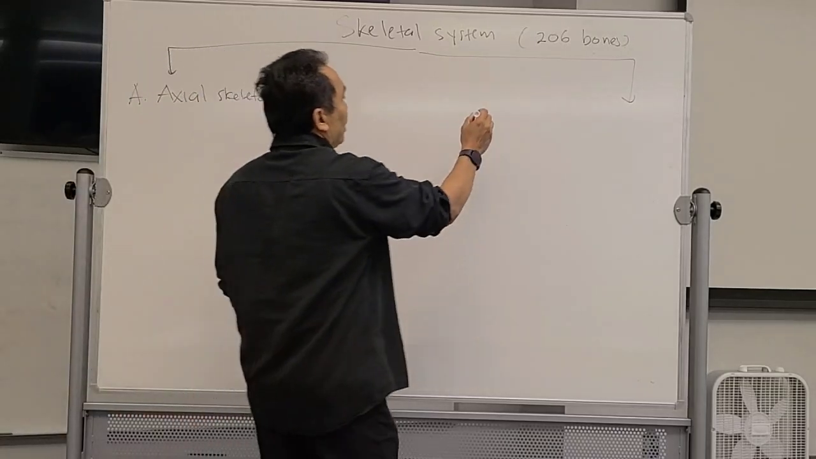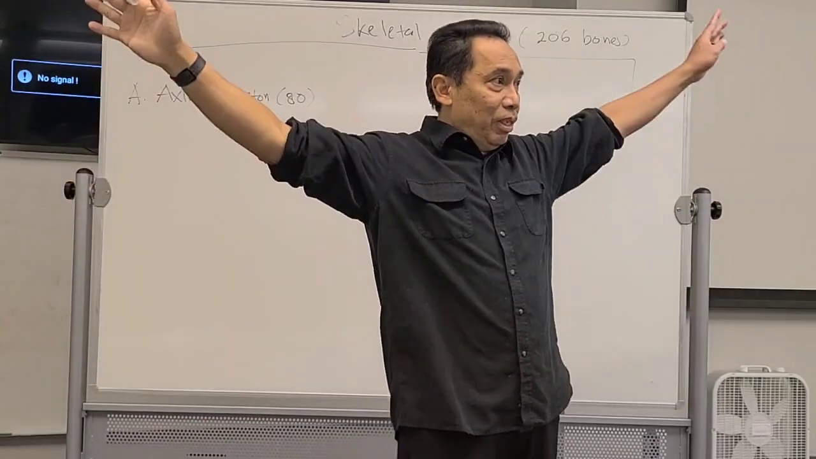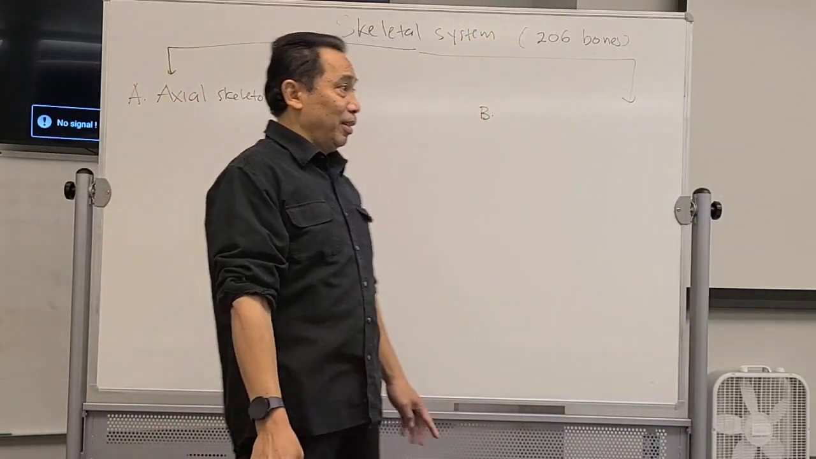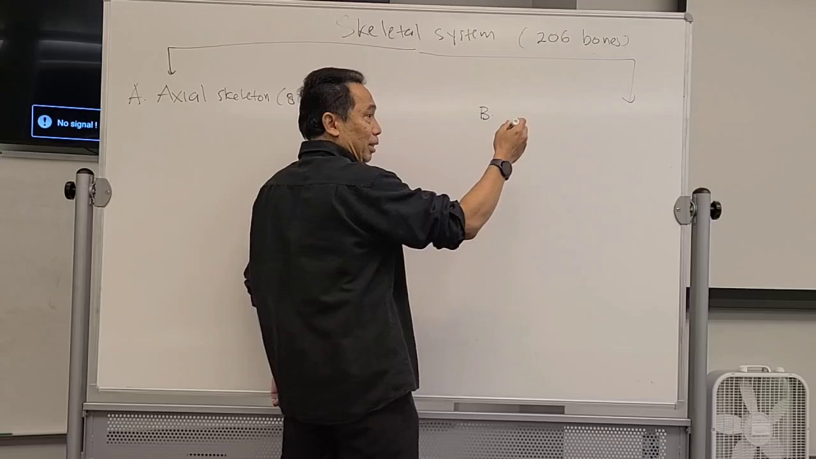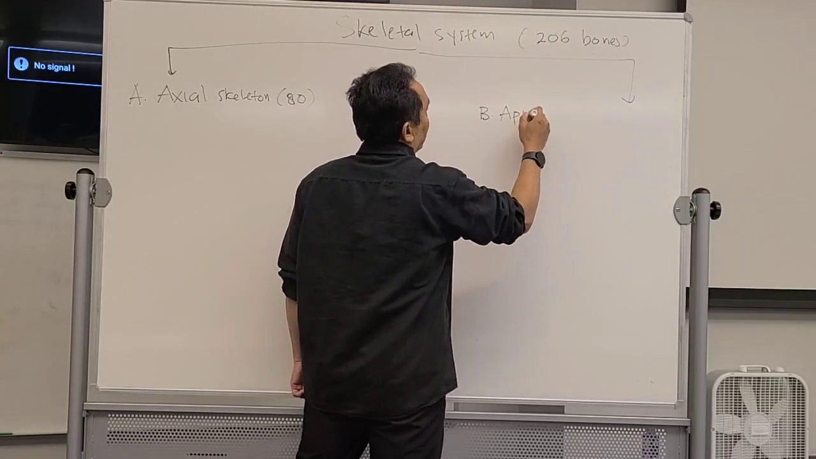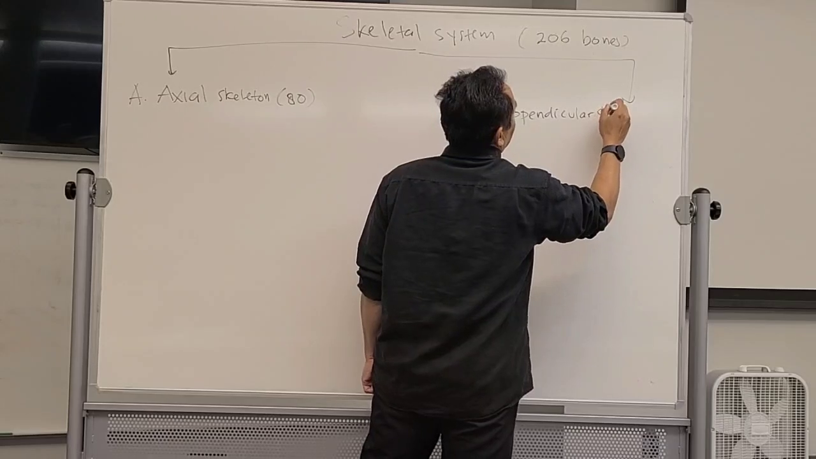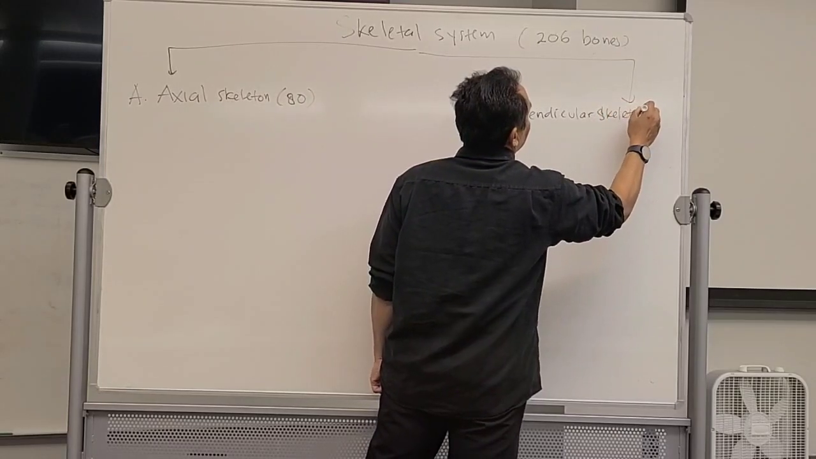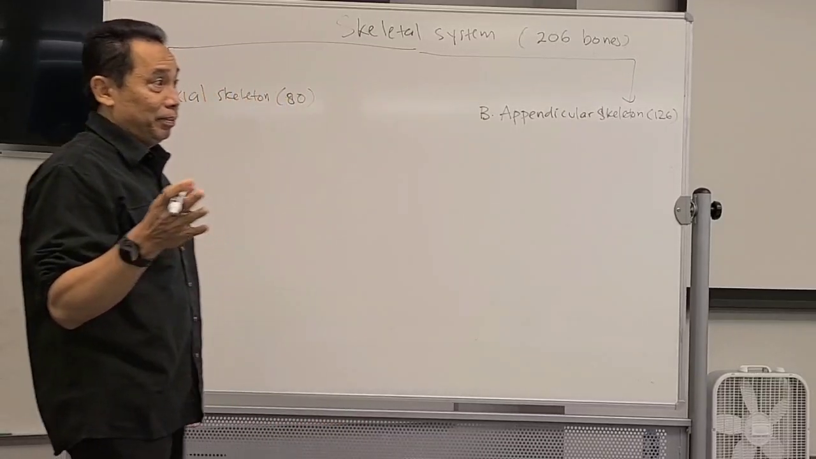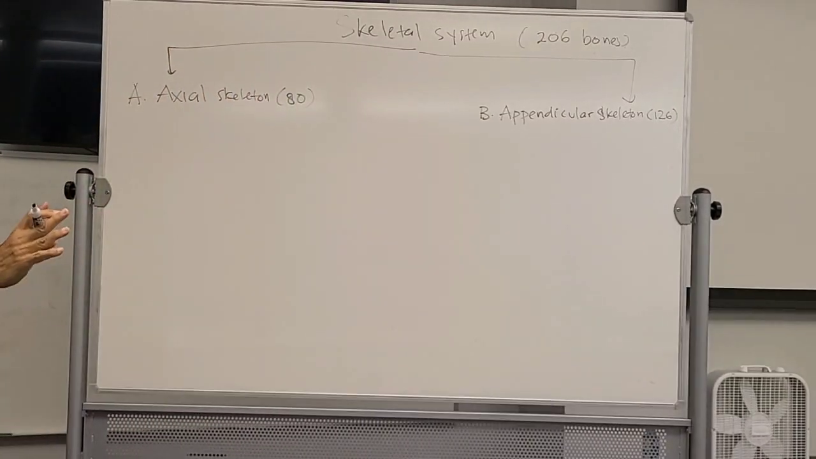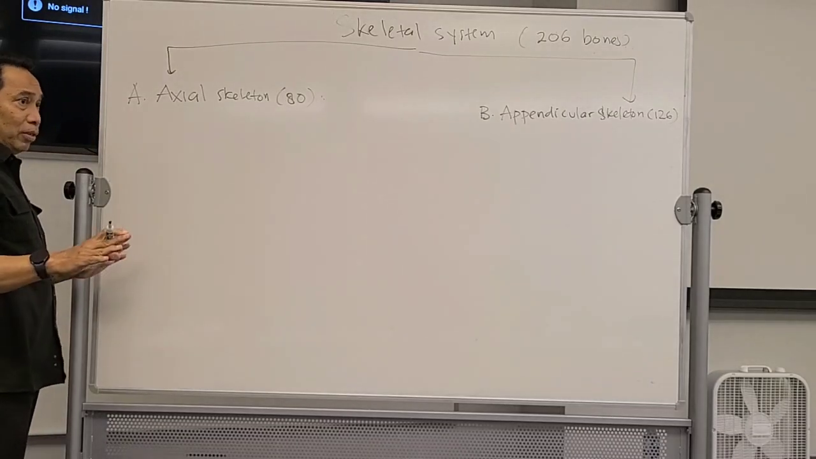The second one is located on the appendages, the limbs. What do you call all of those bones? Appendicular skeleton. How many bones there? 126. Get it? Okay, total 206. Now the axial skeleton is divided into several groups.